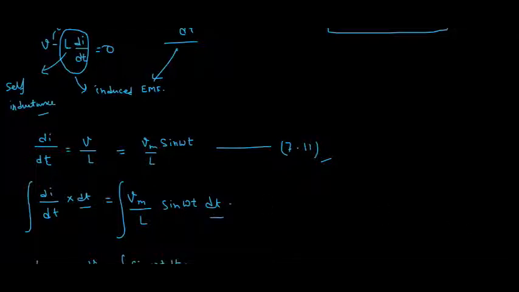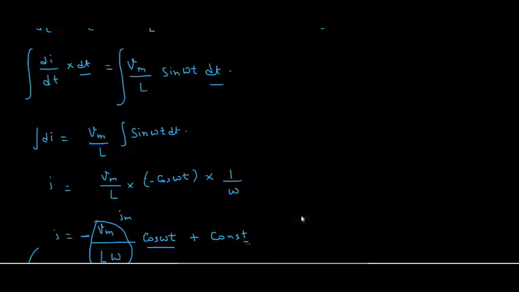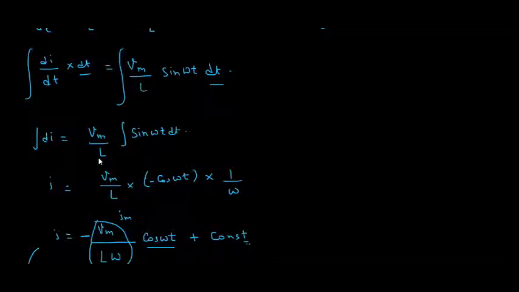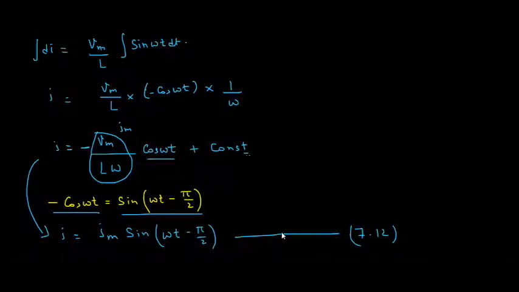And integrating both the sides, what we get? Integration of di is equal to I, and Vm by L multiplied by the integration of sine omega t dt, which is minus cos omega t, and the integration of omega t is 1 by omega. So ultimately we got Vm by L omega into minus cos omega t. And next, upon solving, I is equal to minus Vm by L omega cos omega t plus integration constant.